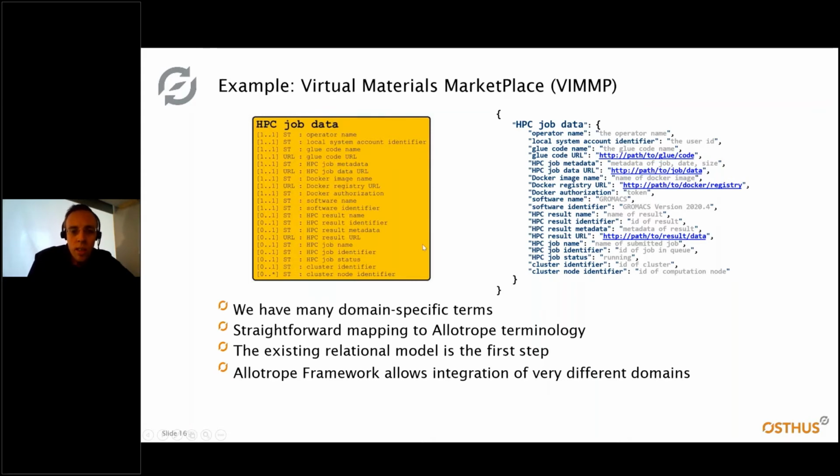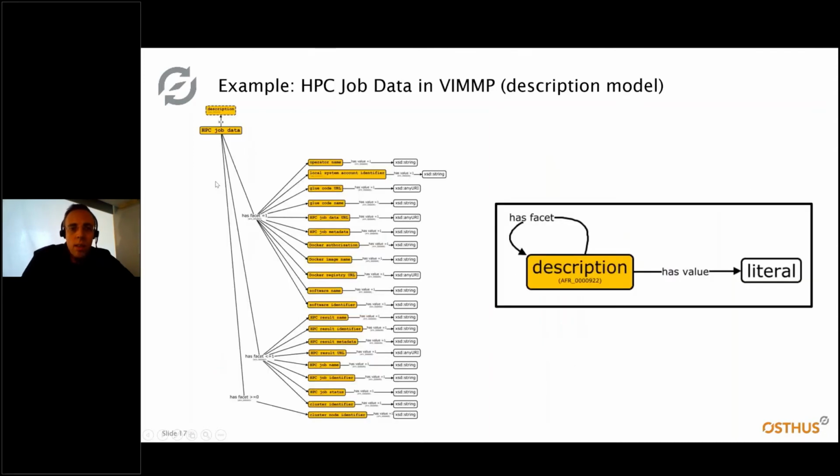If we have a look into the way that the resulting graph structure looks like, that's shown here on this slide. There we have the HPC job data, which is a yellow colored node, which represents information in the Allotrope ontologies. And it has facets, which are then the keys and values that you've seen on the slide before. And the structure, this is the pattern underlying. It's description nodes that have facets of further description nodes. And all these description nodes, then they can have values pointing to literal values.